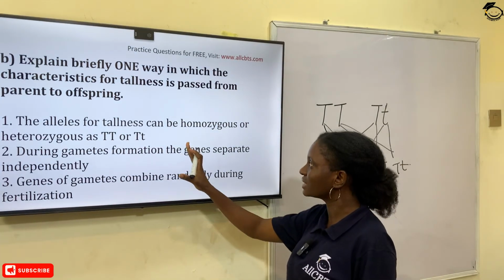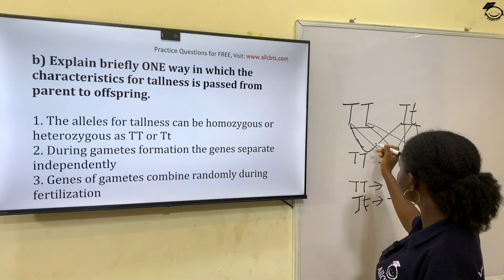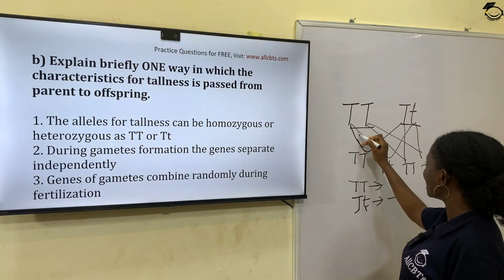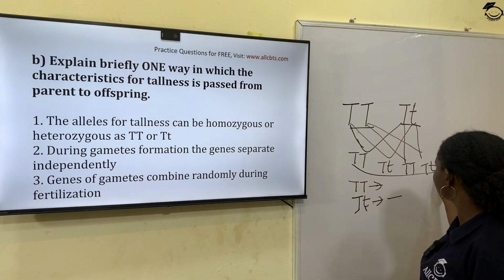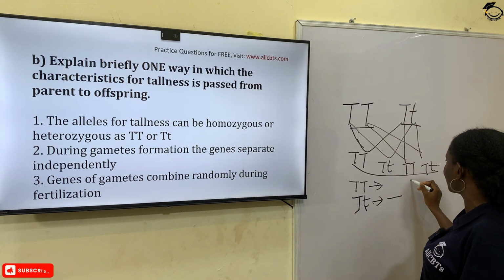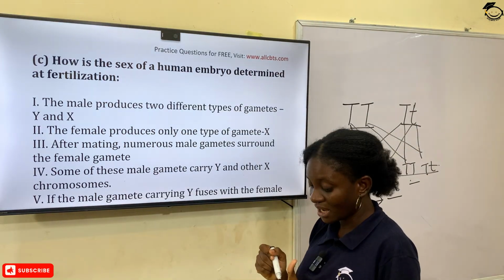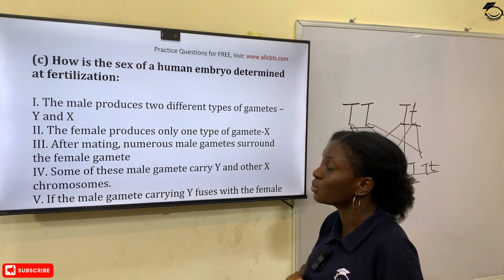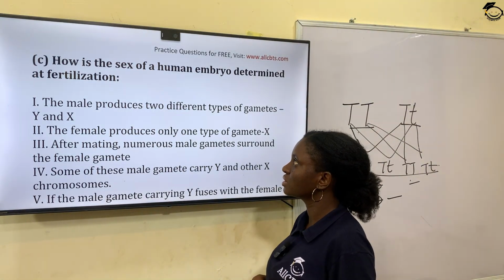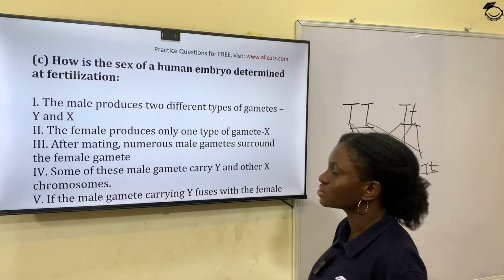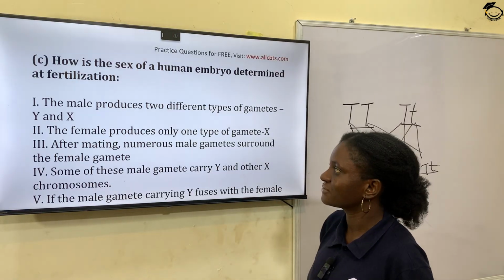So this is what this explains. The alleles for tallness can be homozygous, this, or heterozygous. And the genes separate independently and they combine randomly during fertilization. When you have this, it's possible that the offspring will be tall. So the next question. How is the sex of a human embryo determined at fertilization? So how is the sex of an embryo, either male or female, determined at fertilization?